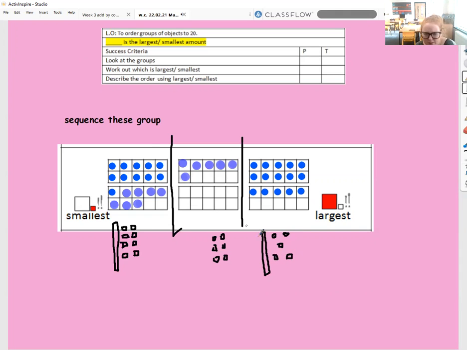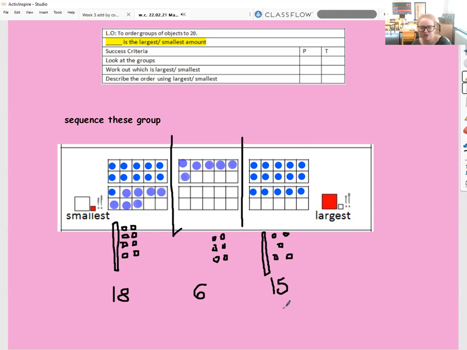Okay, so I've now got my 3 numbers. I know this number is 18 because it's got 1 ten plus 8 ones, which is 18. I know that this number is 6 because I've got 6 ones here. And this number is 1 ten plus 5 ones, which is 15.